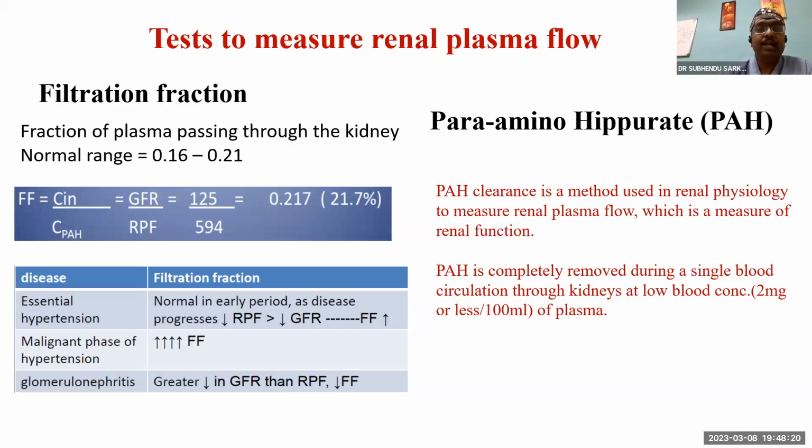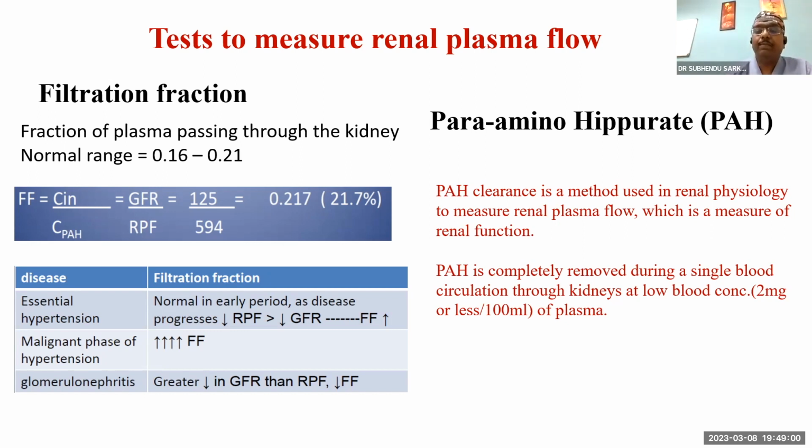The next component is tests to measure the renal plasma flow. Two gross headings: one is the filtration fraction and the next is para-aminohippurate. The filtration fraction is a calculation of CIN by CPAH, or we can say GFR divided by renal plasma flow, which is 0.217. The normal range is 0.16 to 0.21. In essential hypertension, malignant phase of hypertension, and glomerulonephritis, renal plasma flow measurement to analyze the filtration fraction is a very good predictor of the situation of the disease.